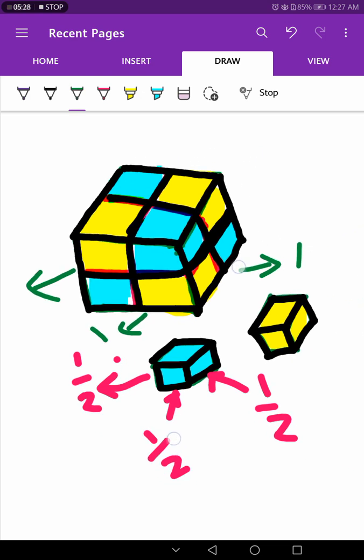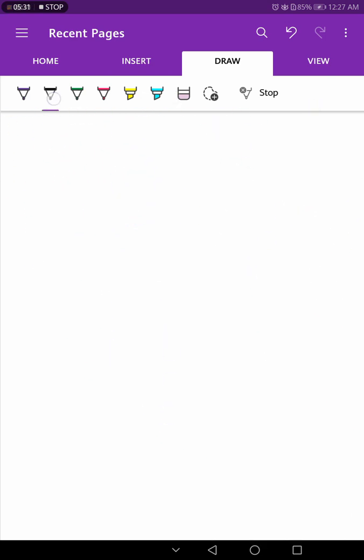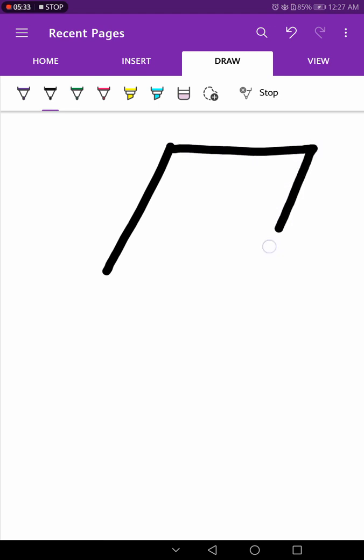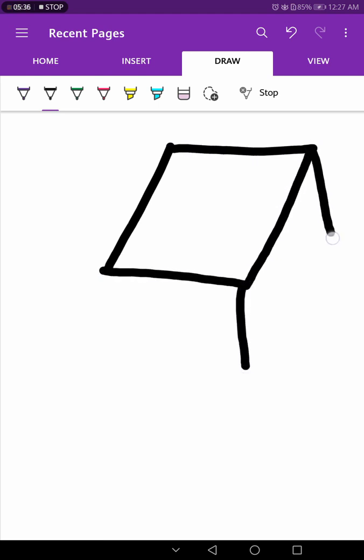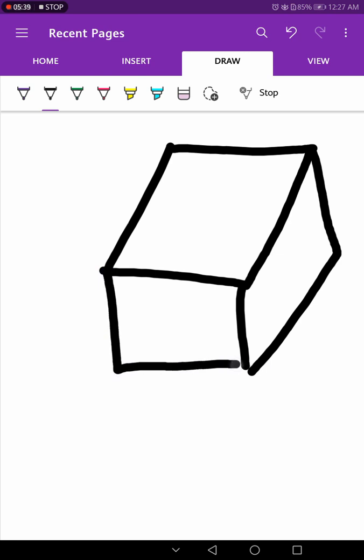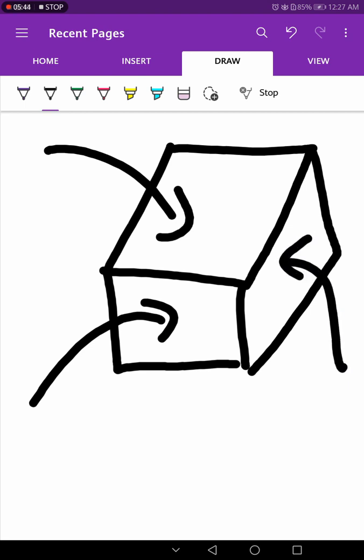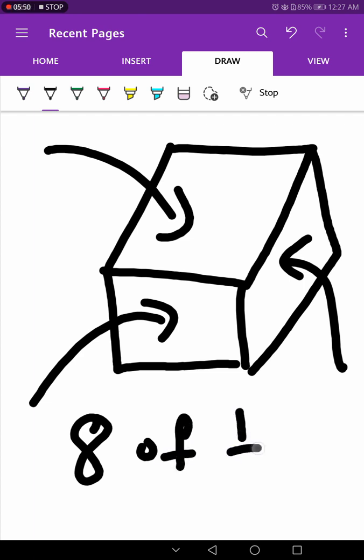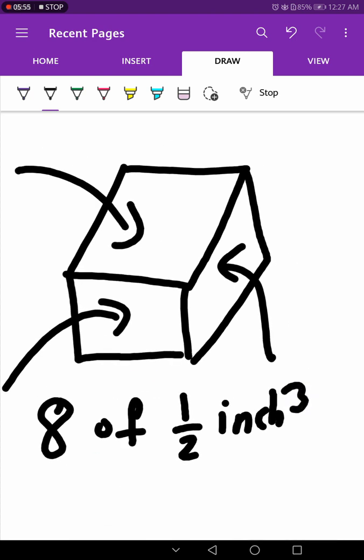What does that mean, teacher? I don't understand you. Okay, listen to me. If I have a 1 inch cube, this 1 inch cube can hold 8 of the half inch cubes. So a 1 inch cube can hold 8 of the 1/2 inch cubes.